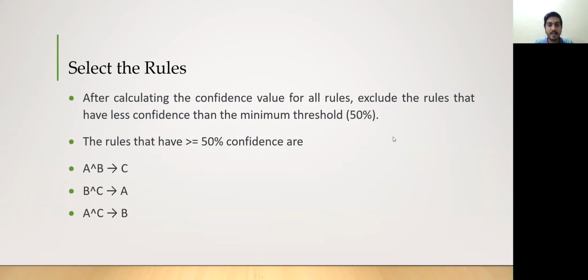After calculating the confidence value for all values, now we can exclude the rules that have less confidence than the minimum threshold of 50%. Finally, we can see that the following rules are having a confidence of more than 50%. If A and B, then C. If B and C, then A. And if A and C, then B.